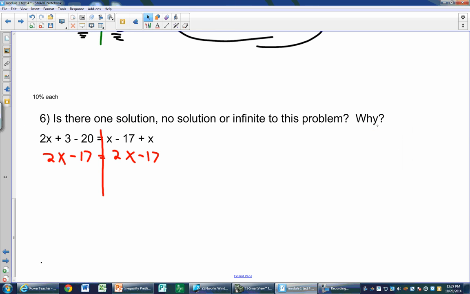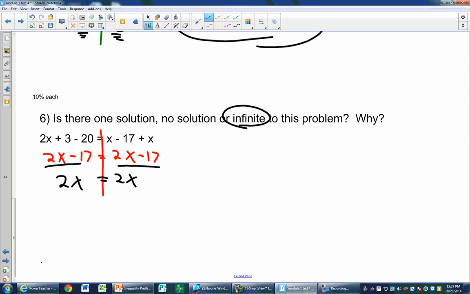So I did a little bit of work on this one, just combined like terms, and if you notice immediately, 2x minus 17 and 2x minus 17, well, when is that going to be equal to each other? Always? What do you mean? Well, if we added 17 to both sides, we get 2x equals 2x. If we divide by 2, we get x equals x. When does x equal itself? Always. So there's an infinite number of solutions, because you can either write 2x equals 2x, or I'm going to write 2x minus 17 always equals 2x minus 17 for all real numbers.